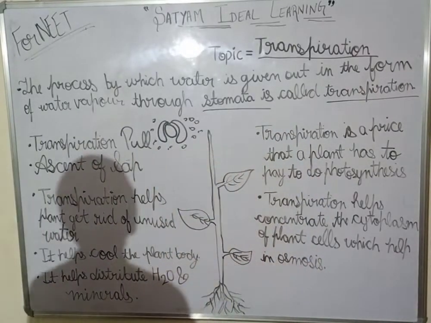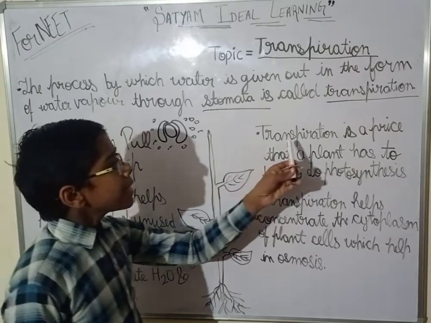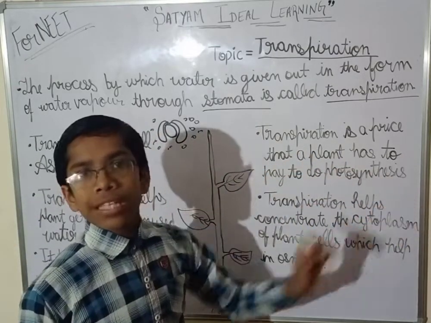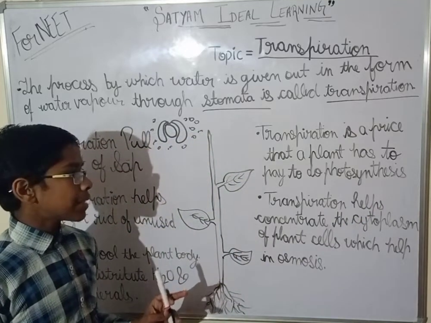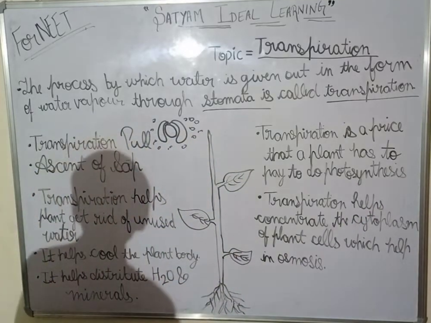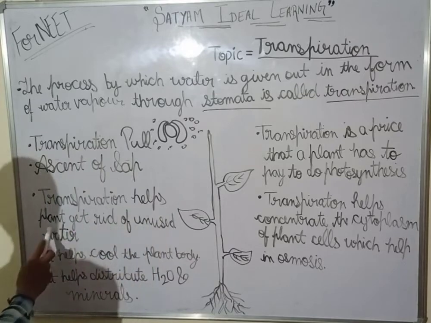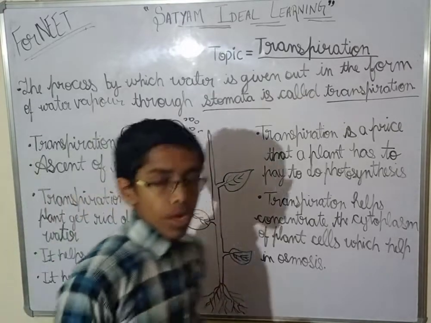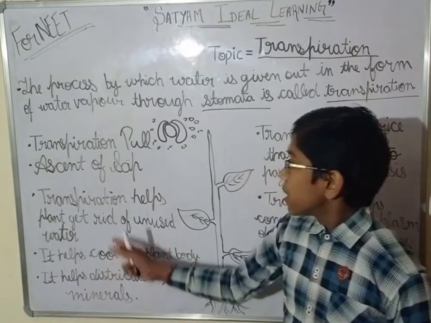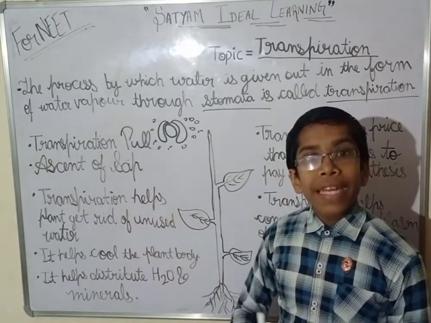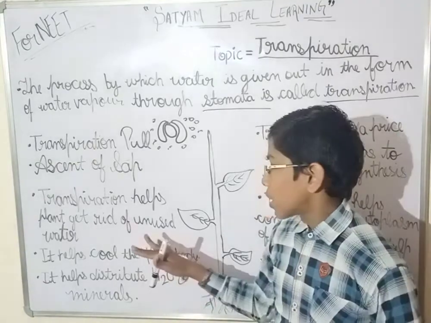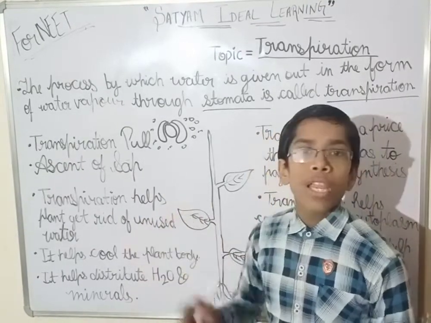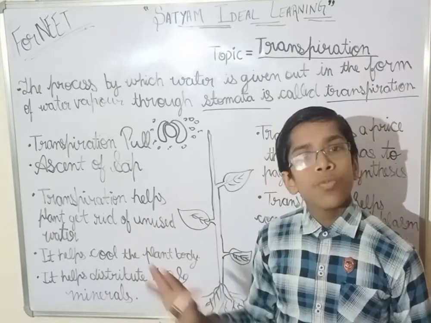Okay, now transpiration is a price that a plant has to pay in order to do photosynthesis. We have already discussed this thing. Now see, transpiration helps the plant to get rid of unused water.